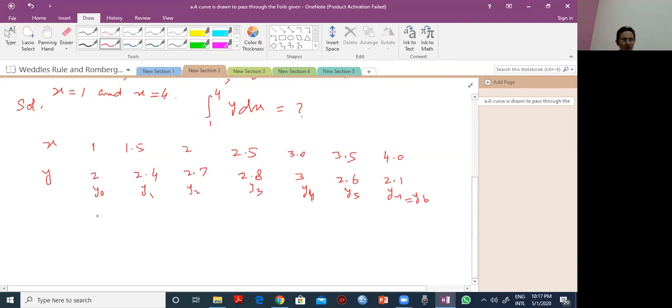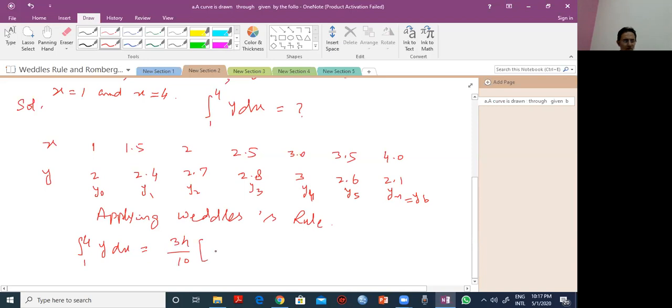So now when we apply the formula, applying Weddle's rule, the integral from 1 to 4 of y dx is equal to 3h over 10 times (y0 plus 5 times y1 plus y2 plus 6 times y3 plus y4 plus 5 times y5 plus y6).